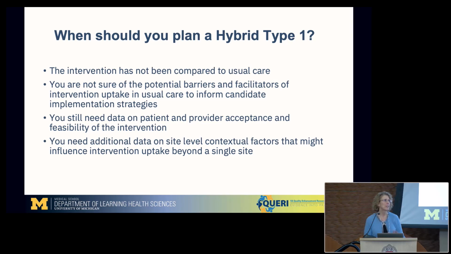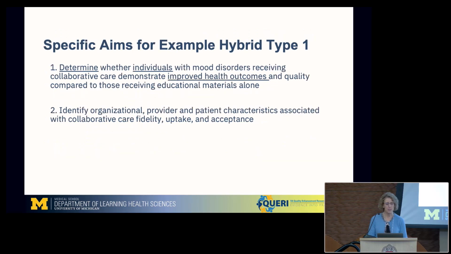And I'll go over this very quickly. We covered this at the beginning, but just as a recap, basically you haven't really compared the intervention to usual care. You're not sure of the potential barriers and facilitators of intervention uptake in usual care to inform a candidate implementation strategy or set of strategies. You still need to understand patient and provider acceptance of the intervention, and you need additional data at the site level, contextual factors that might influence intervention uptake beyond a single site. So essentially, you might be trying to do this in a multi-site way, and you just need more information.